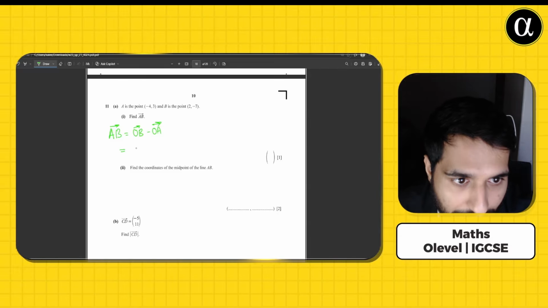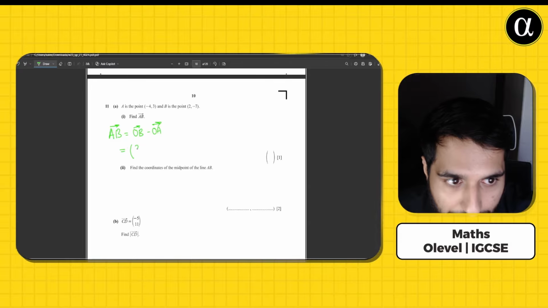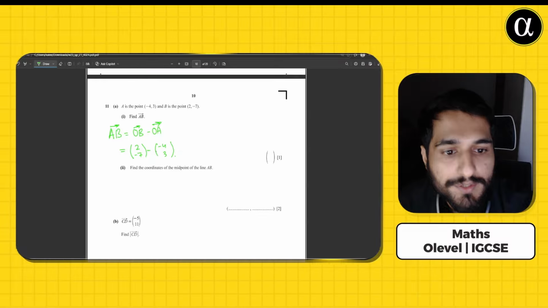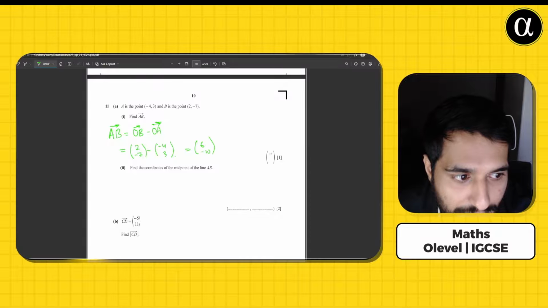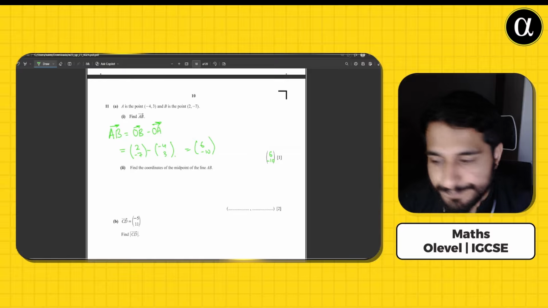So what are the coordinates? The position vector OB is 2 and minus 7, and similarly the position vector OA is minus 4 and 3. So what is 2 minus minus 4? That gives us 6. And what is minus 7 minus 3? That is minus 10. So this should give us 6 and minus 10 over here.